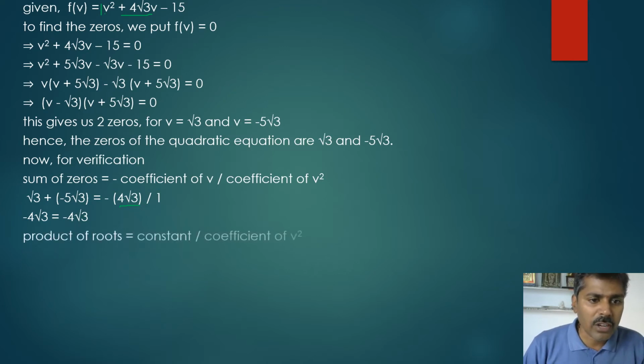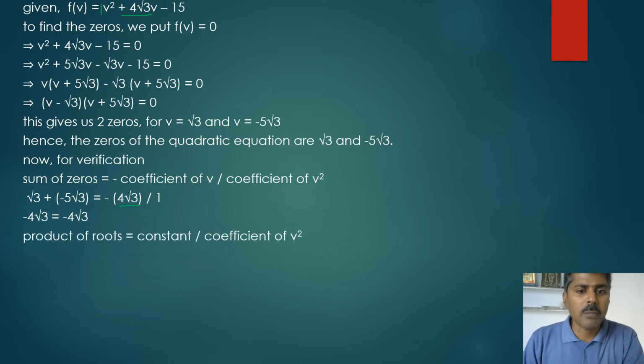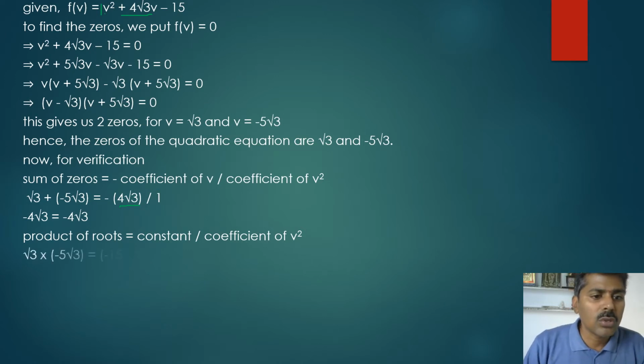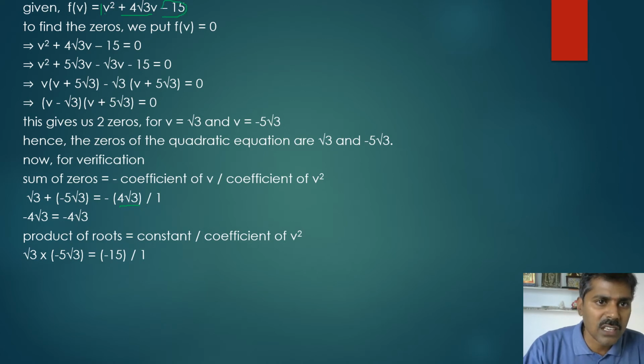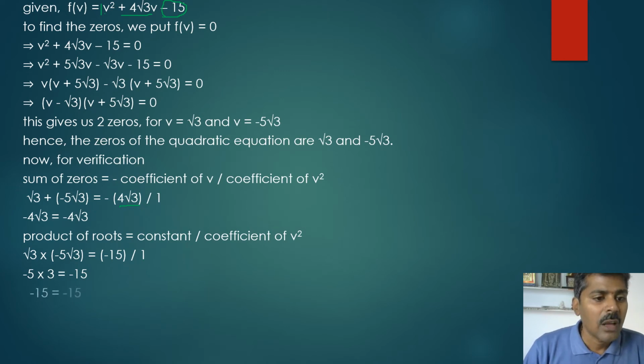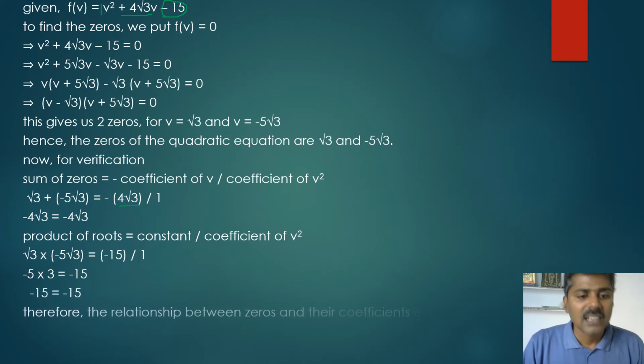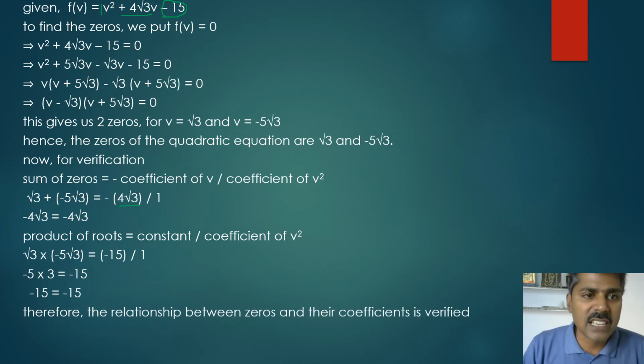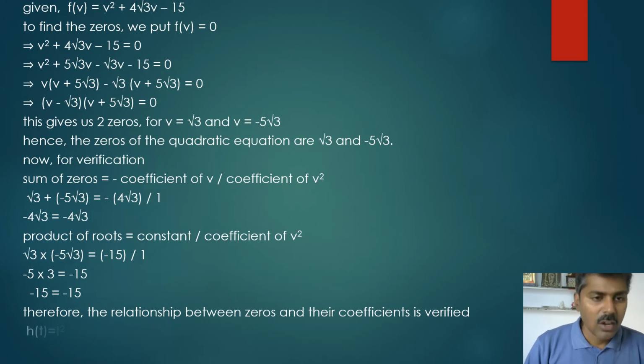Similarly, I have to go with the product of the roots. What is the formula? Constant by coefficient of v square. So root 3 into minus 5 root 3 equals the constant term, which is minus 15, by the coefficient of v square, which is 1. So on the left hand side I will get minus 5 into root 3 into root 3, that we have done in factorization, and the right hand side minus 15. Minus 15 equal to minus 15. Hence the relationship between the zeros and their coefficients is verified. This is the process we have to do for the quadratic polynomial, the zeros and the relationship between their coefficients. And then we will move on to the next.